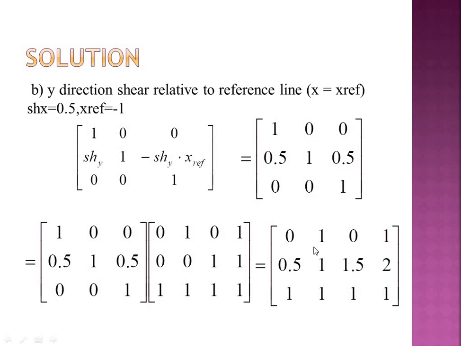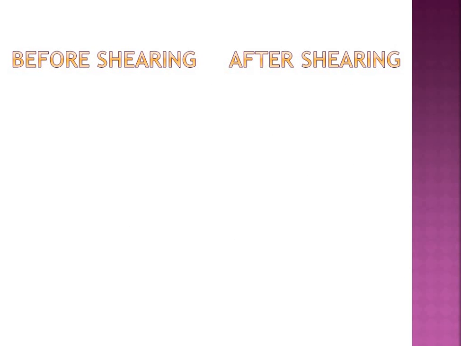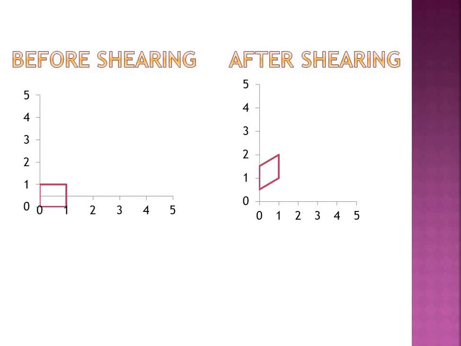So finally the result is this: the final coordinates of vertex A are 0, 0.5. Final coordinates of vertex B are 1, 1. Final coordinates of vertex C are 0, 1.5, and final coordinates of vertex D are 1, 2. And before shearing, this was the square, and after shearing we get this parallelogram shifted slightly upwards.